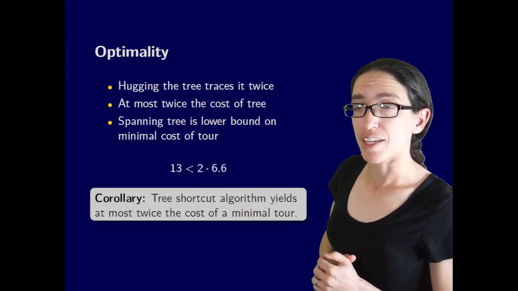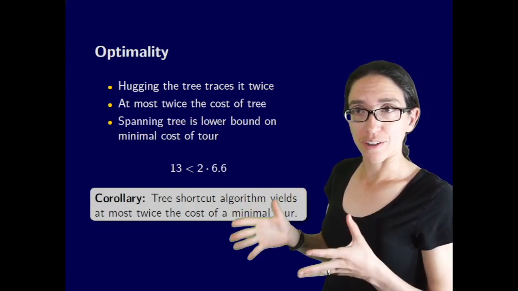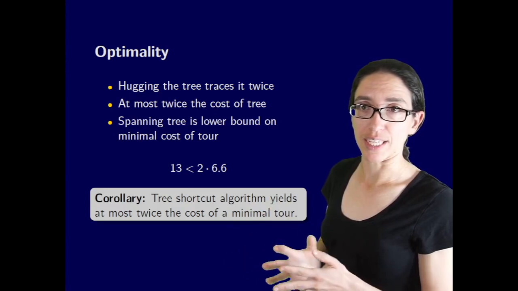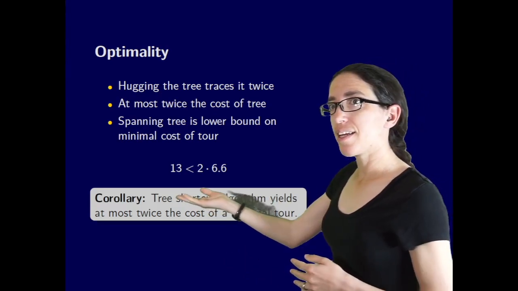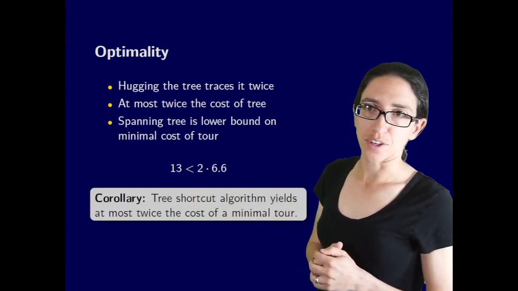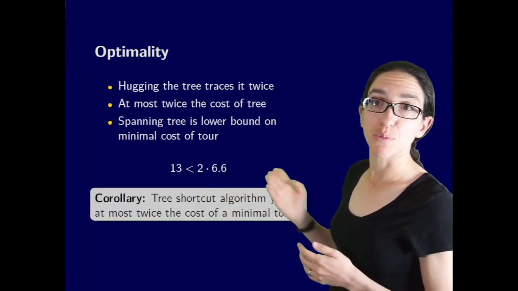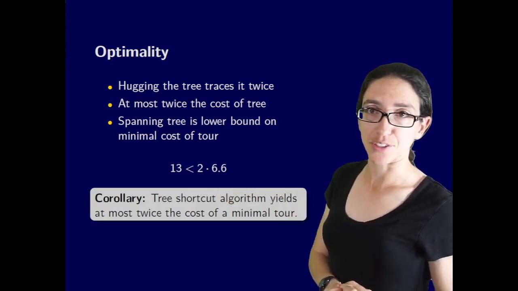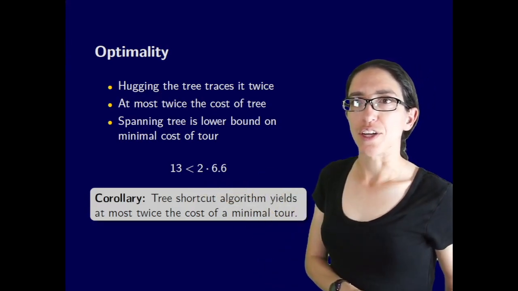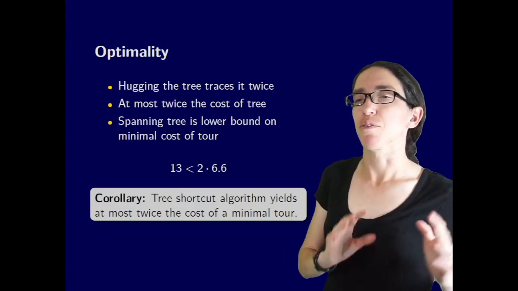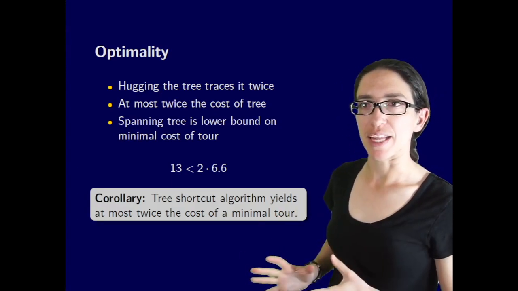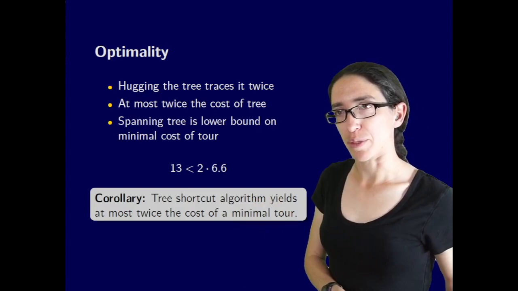And so that gives us a bound on where the optimal solution for the traveling salesperson problem lies. Indeed, here 13 was our answer for our tour, and that's less than 2 times 6.6, which was the cost of the minimal spanning tree. As a corollary, the tree shortcut algorithm yields at most twice the cost of a minimal tour, because a minimal tour can't be any less cost than the cost of the minimal spanning tree.